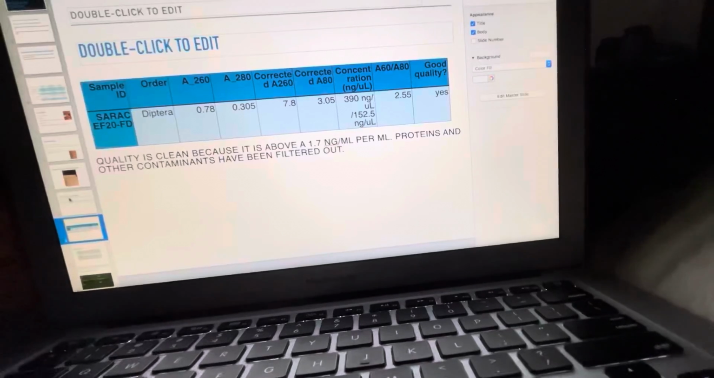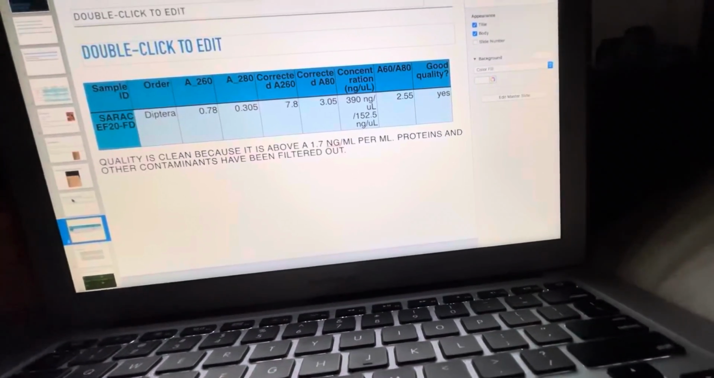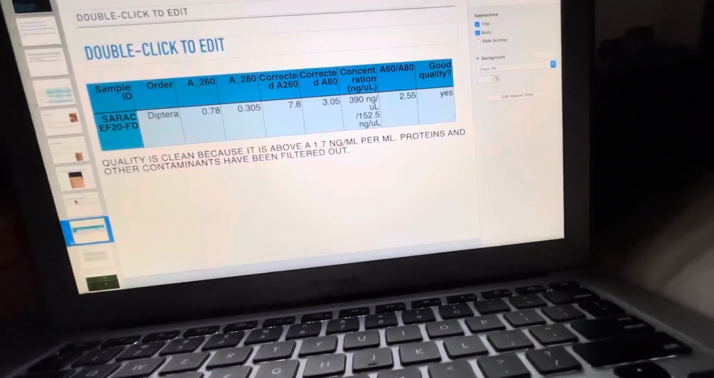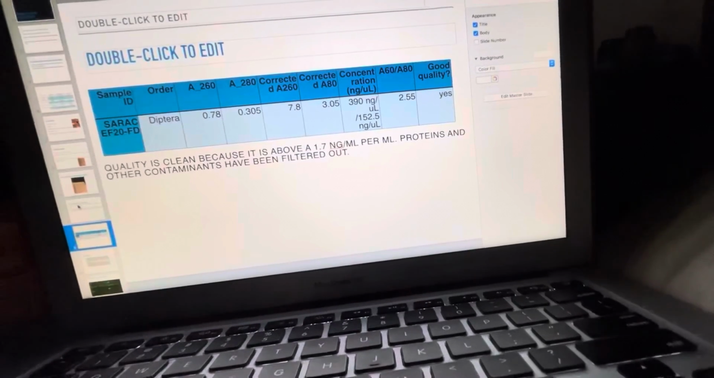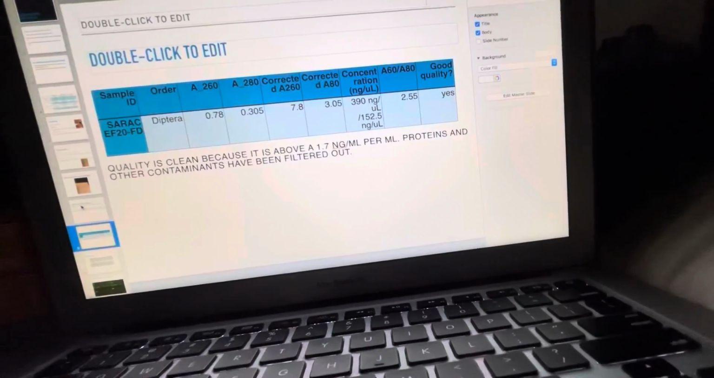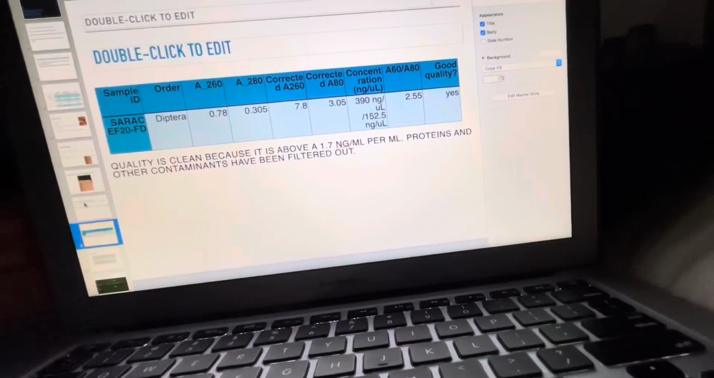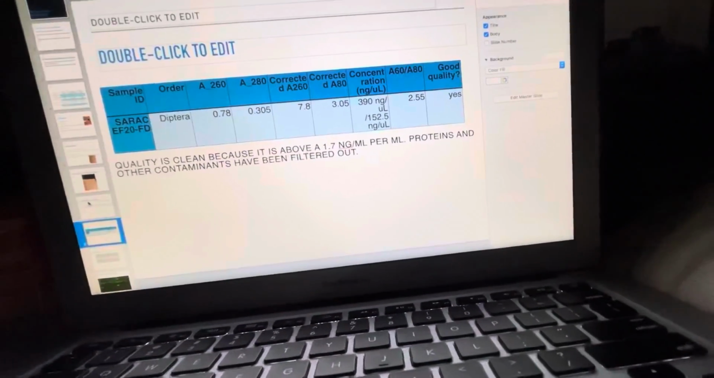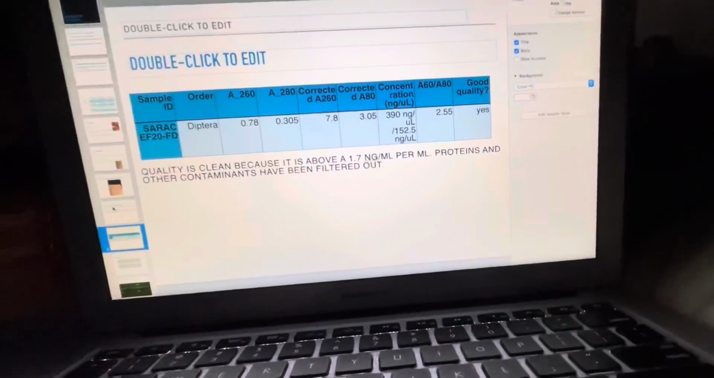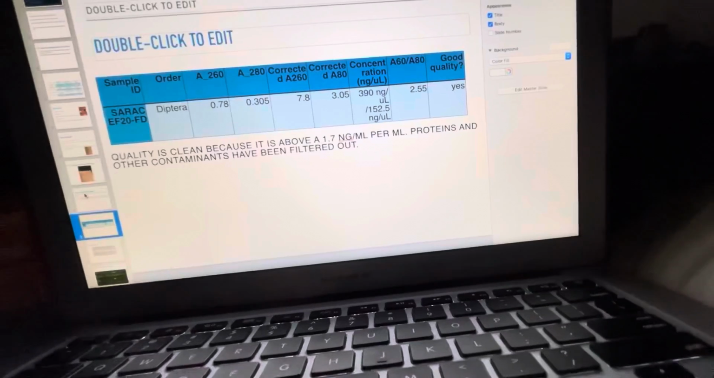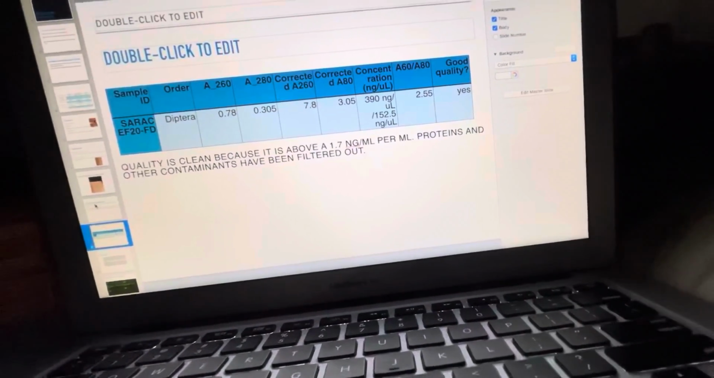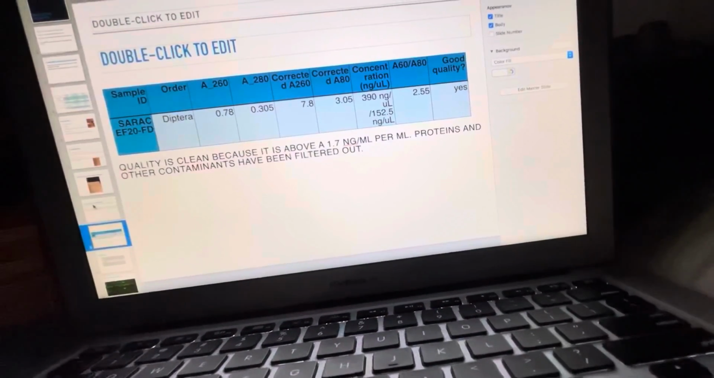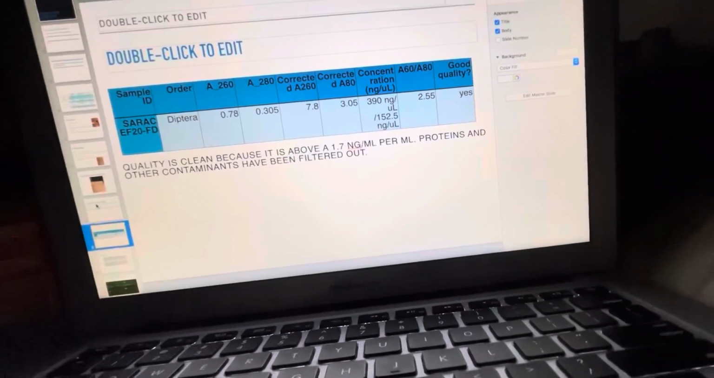For the lab, my quality was clean. It came out clean because it was above a 1.7 nanogram per milliliter, and proteins and other contaminants were filtered out. These are my calculations for the absorbances and concentration.